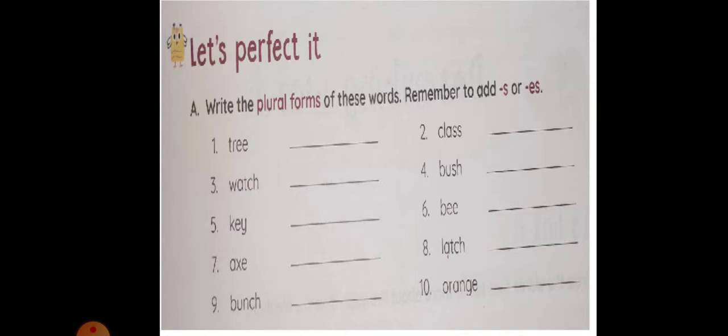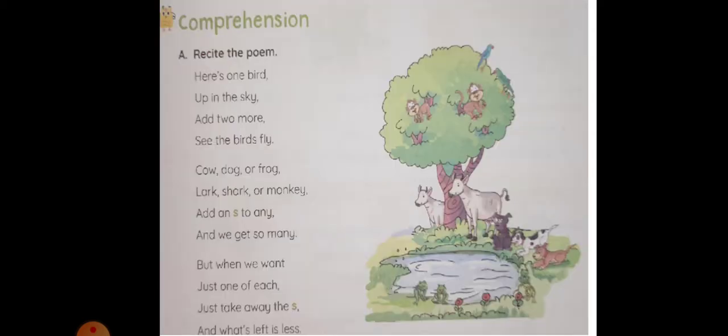Okay, axe, axes, latch, latches, bunch, bunches, orange, oranges. See, you try to write and then you will be checking the answers in the further slides. Now, comprehension. Children, you are going to get comprehension in the exam also. You need to recite the poem and then we will be asking you questions regarding the poem only.